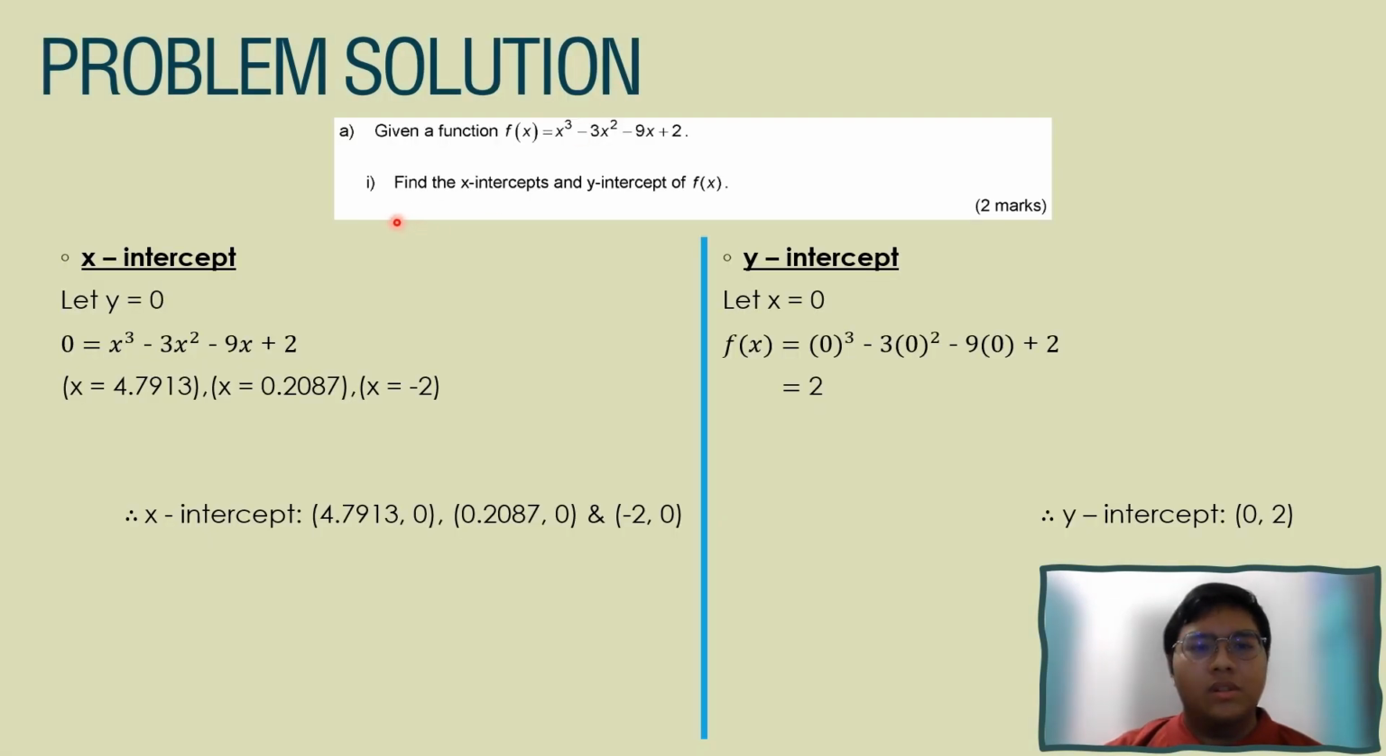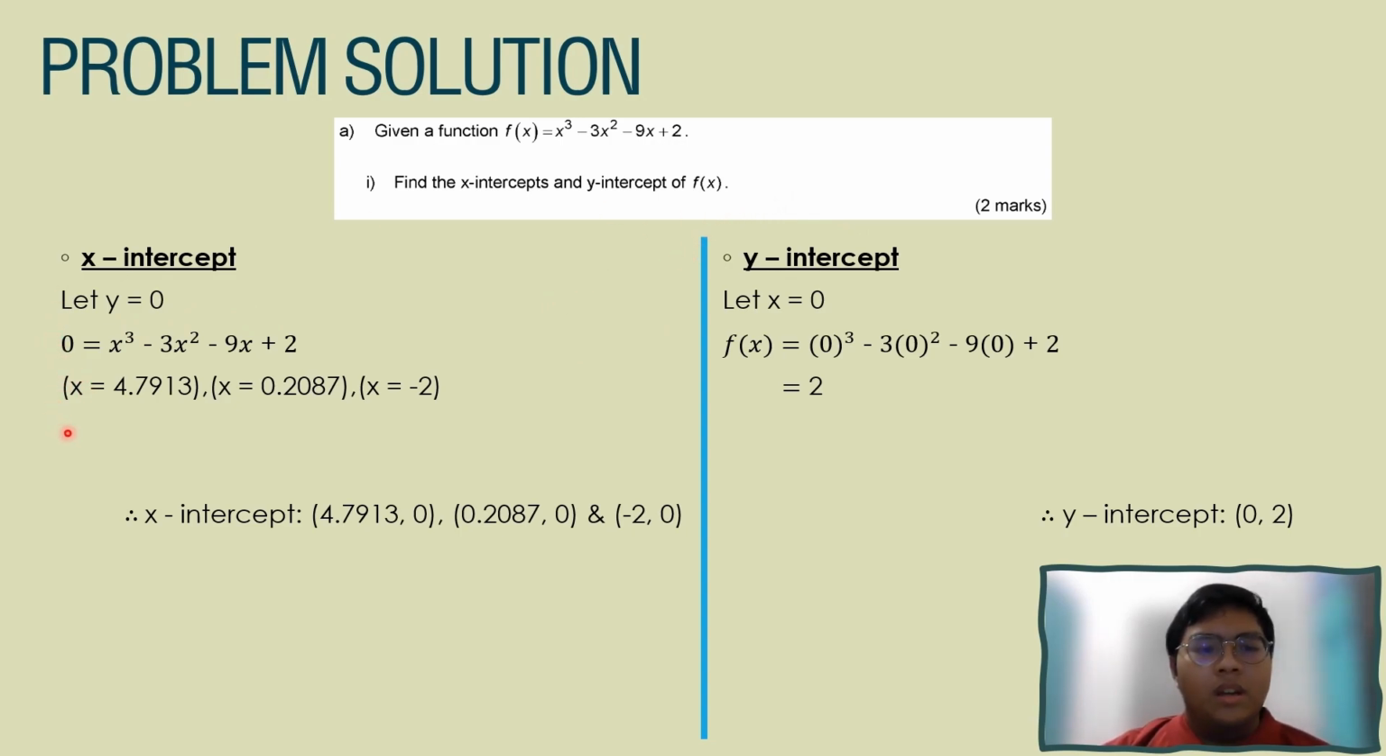For the first solution, we have to find the x-intercept and y-intercept of f(x). For the x-intercept, we let y equal to 0. So 0 equals x cubed minus 3x squared minus 9x plus 2, where y is equal to f(x). So f(x) is equal to 0.